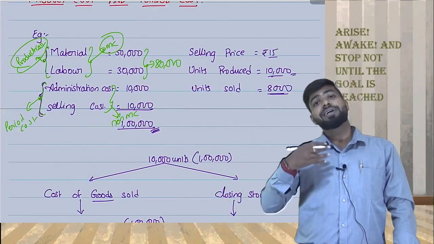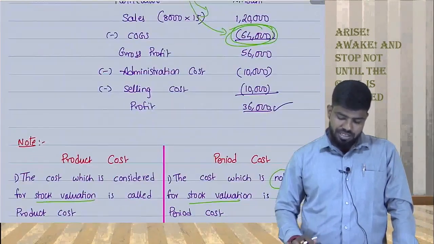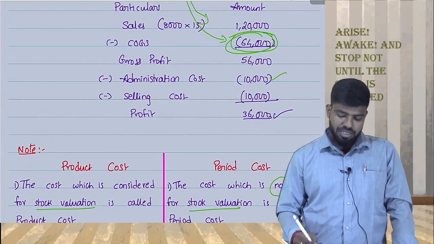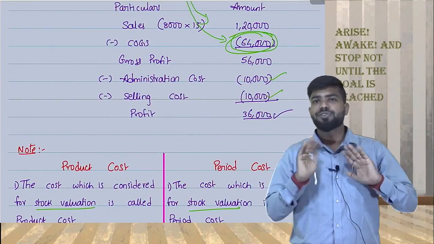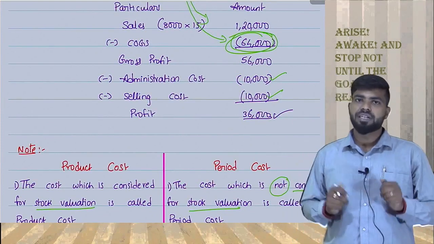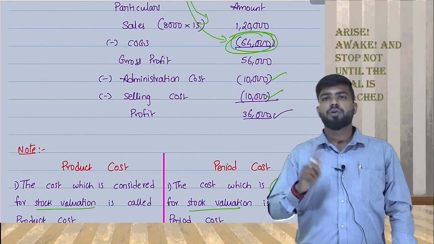What period cost will expire fully? See, 10,000 plus 10,000, 20,000. This entire 20,000 is charged against the current year revenue. Here, administration cost I am charging 10,000. Selling cost also I am charging 10,000. It is fully expired. There is no bifurcation, no classification. It is fully expired in the same year. Okay, this is about product cost and period cost.